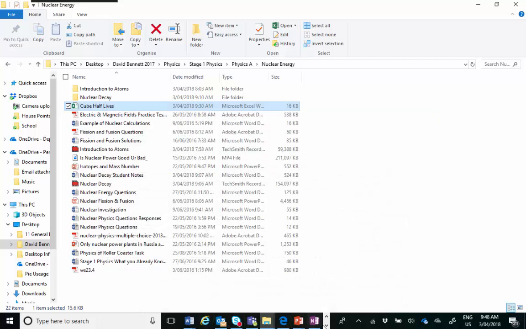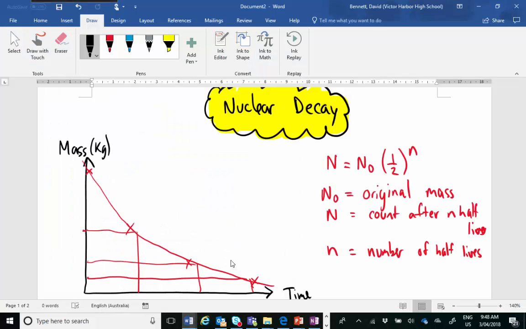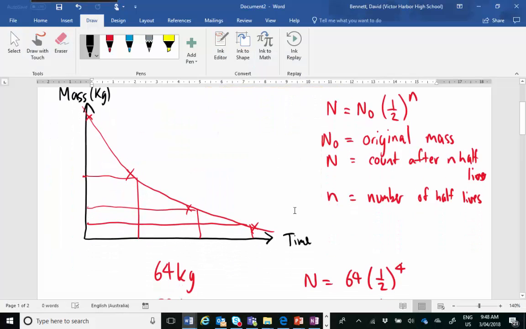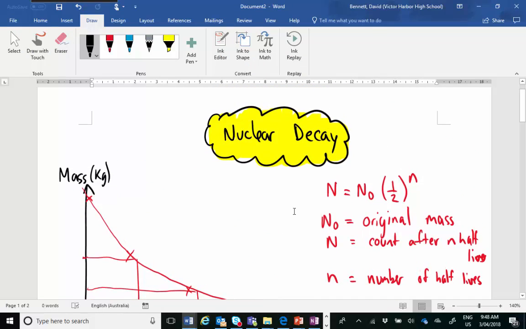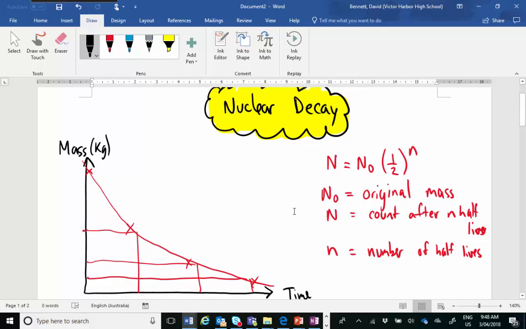All right, so hopefully you get the key concept. Now, I hope you get the key idea here: a nuclear decay is a random process. That's the first thing. The half-life of a particular substance is the time taken for it to get to half of its original mass or count number.